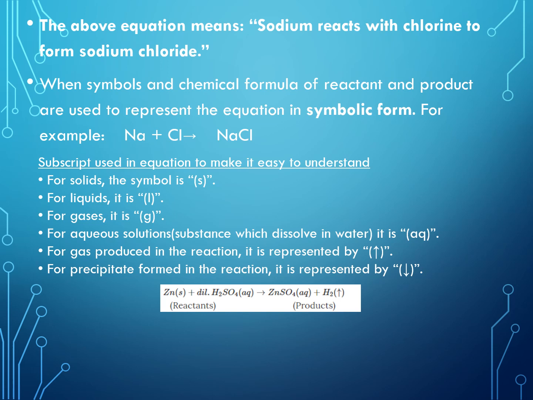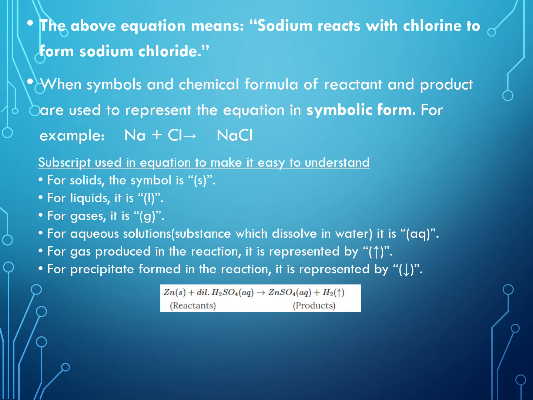When instead of names of reactants and products, symbols and chemical formulas are used, then this is in the symbolic form. For example, instead of writing sodium, we are using its symbol Na, and for chlorine it is Cl. The product sodium chloride can also be written as NaCl.